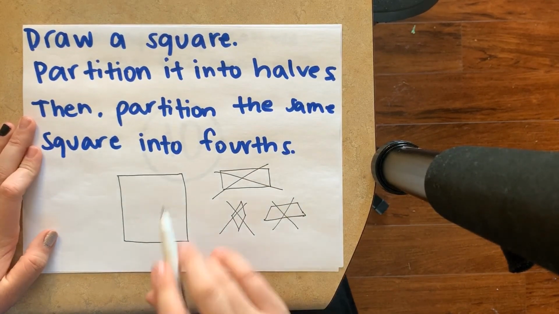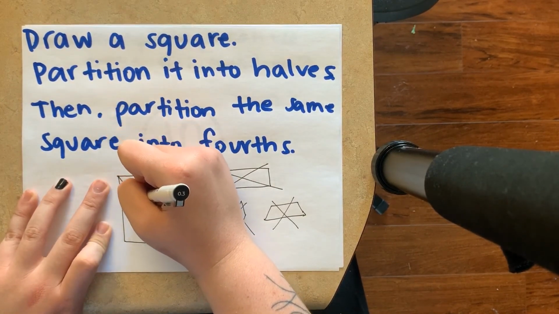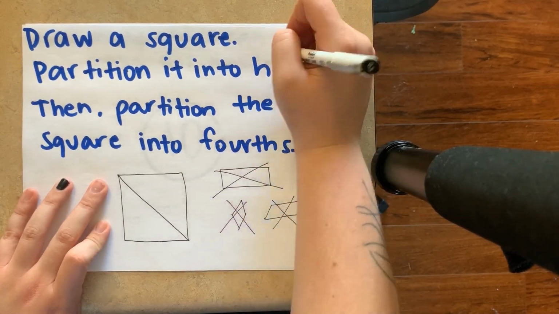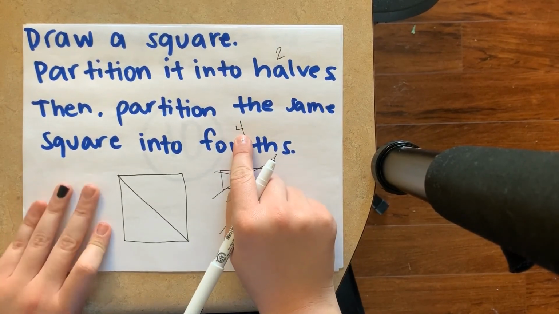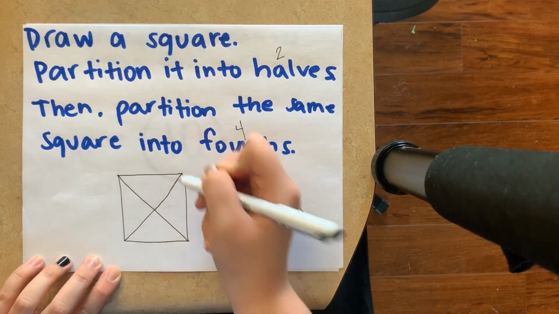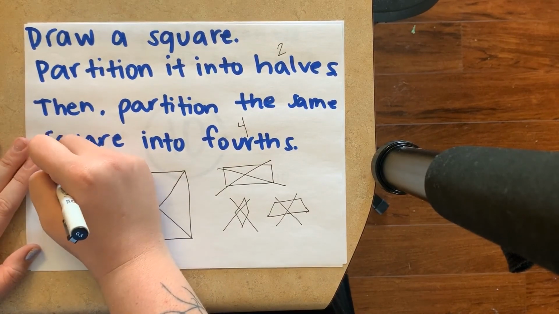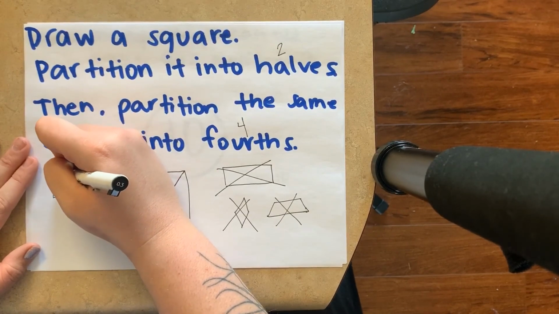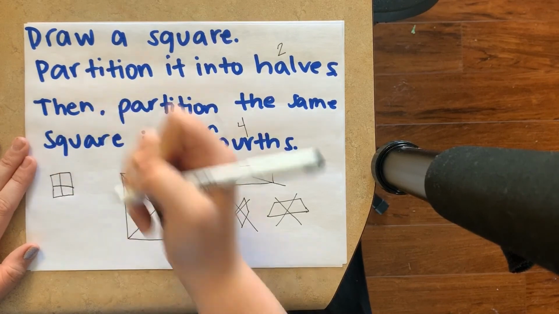So there's a few different ways we can partition the square into halves. This is probably the easiest way, going corner to corner. But remember, halves means 2 pieces. But now I've got to partition it into fourths, which is 4 pieces. So I'm going to go from this corner to this corner. But like I said, you can partition squares in other ways. So I'm going to draw a smaller square over here. I'm going to partition it a different way. You can make it look like a window. There's our halves. There's our fourths.